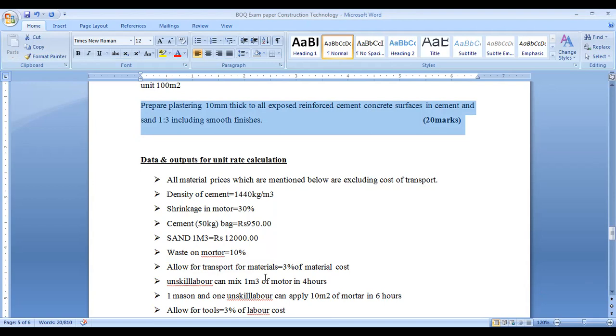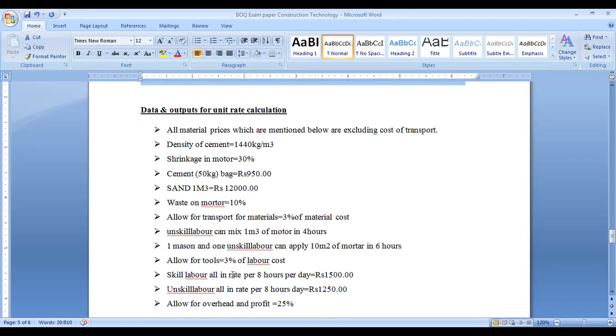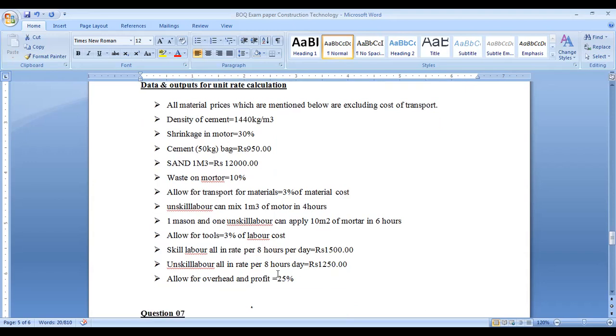Unskilled labor can mix 1 meter cube of mortar in 4 hours. One mason and one unskilled labor can apply 10 meters squared of mortar in 6 hours. Allow for tools 3% of labor cost. Skilled labor all in rate per 8 hours per day 1,500 rupees. Unskilled labor all in rate per 8 hours day 1,250 rupees. Allow for overhead and profit.